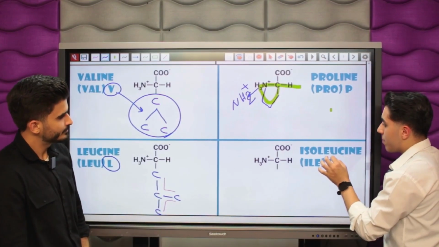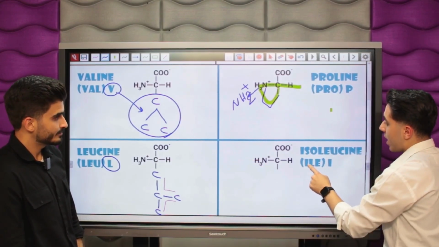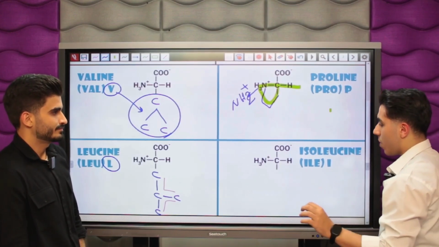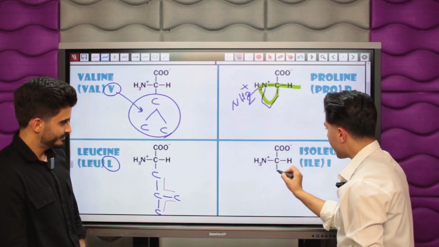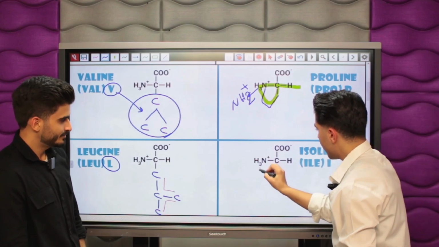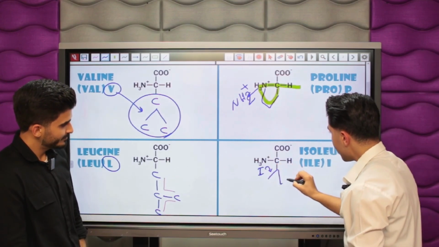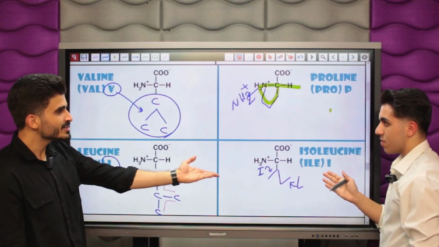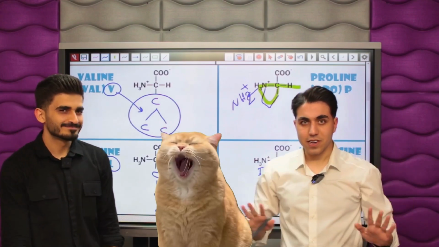Isoleucine is the conformational isomer of leucine. We take an I for isomer and Le for leucine. So to start with alanine, add an I. This is I. And add an L here. Isoleucine. I can do it in my sleep. Finished.